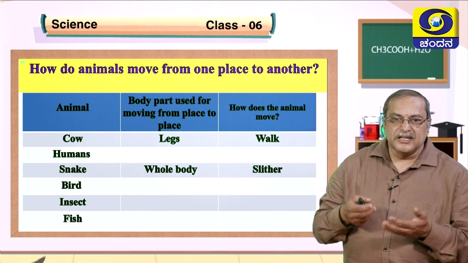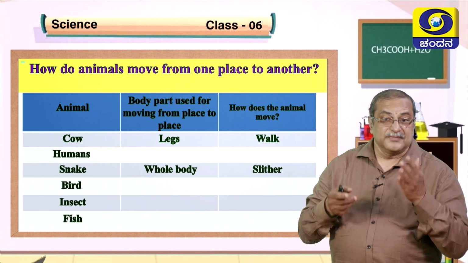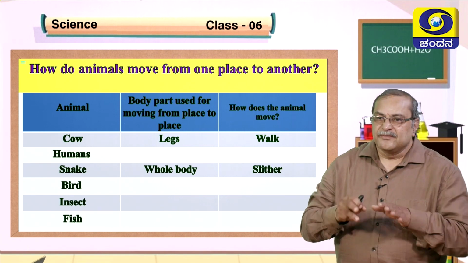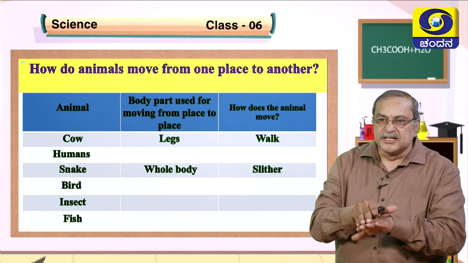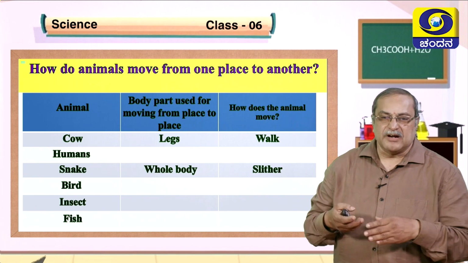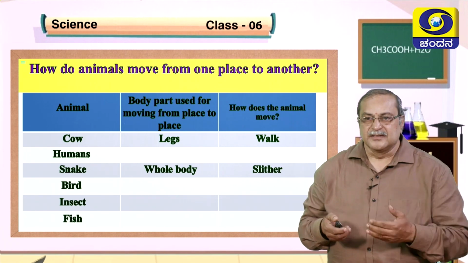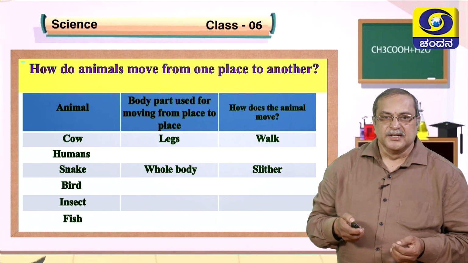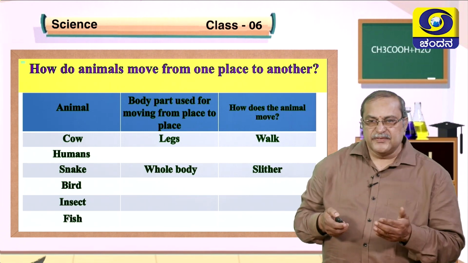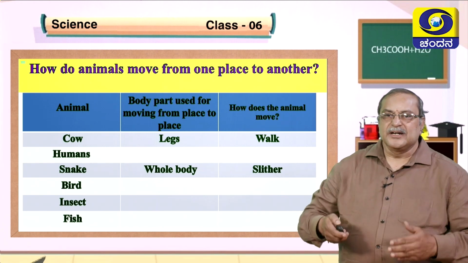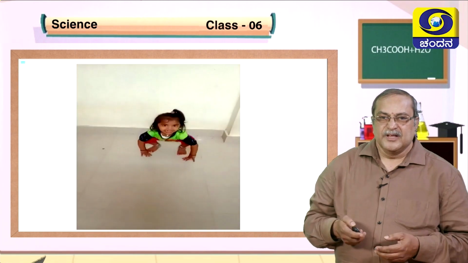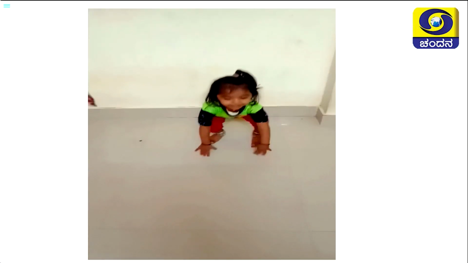Now when you come to the fish, where does it live? The fish will not have any legs, no? How will they move? They live in the water, isn't it? They swim. How will they swim? They have a pair of fins. So with the help of the fins, they are going to move in the water. That is called swimming. So like this, so many animals are there. You can go and observe which body part is going to help them to move from place to place.